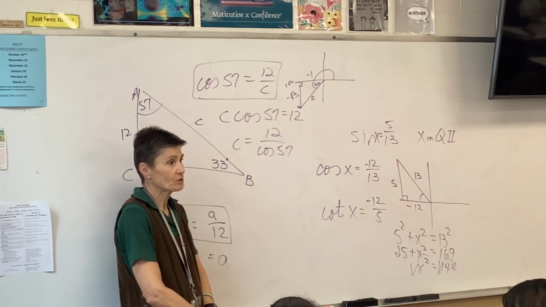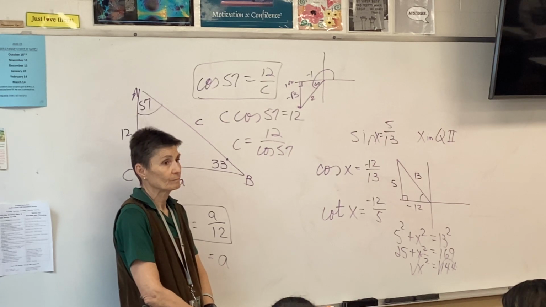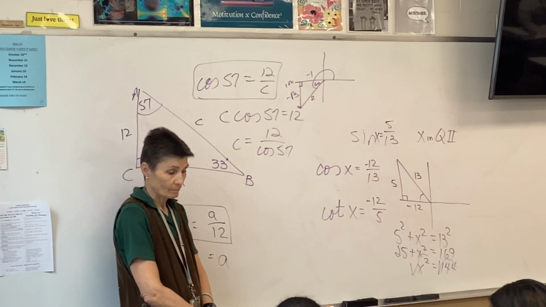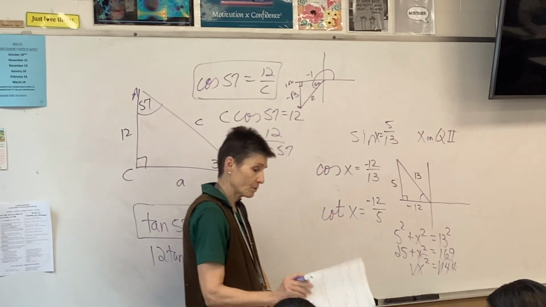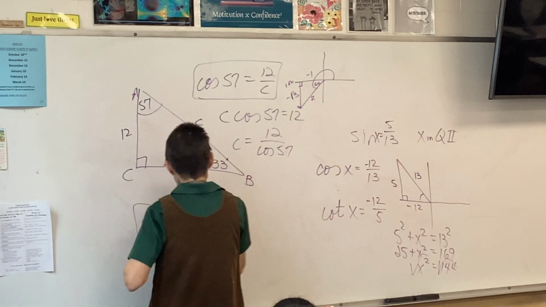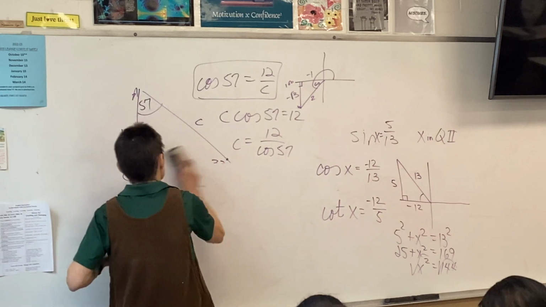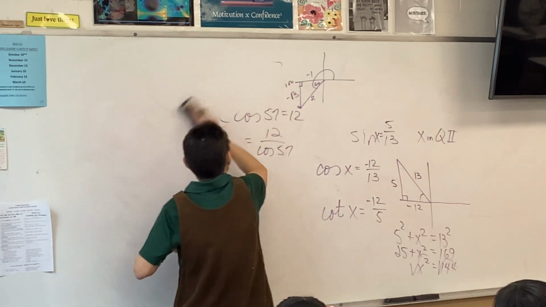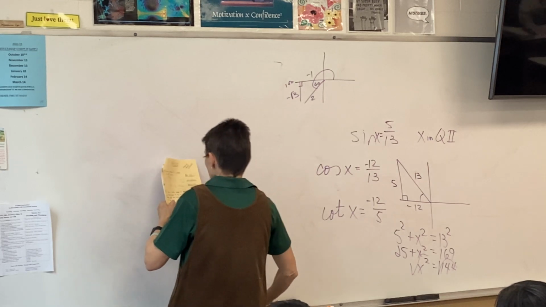Anybody else have a question about that quiz? Go over number 9. Number 9. We want the bird's angle of depression to a worm on the ground.